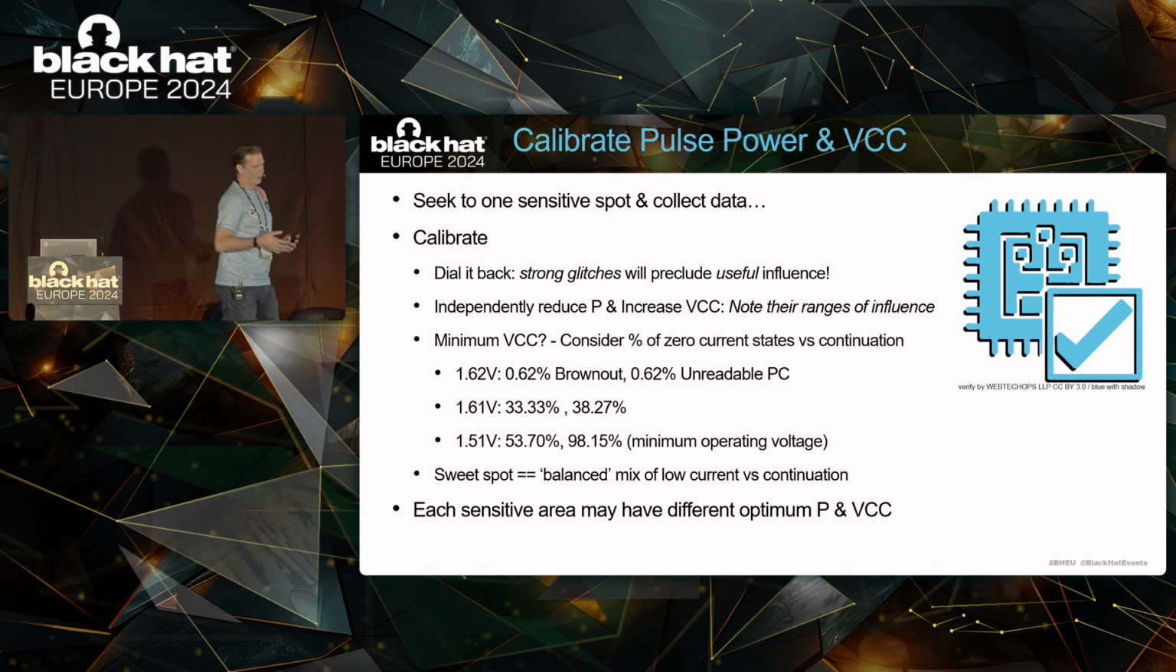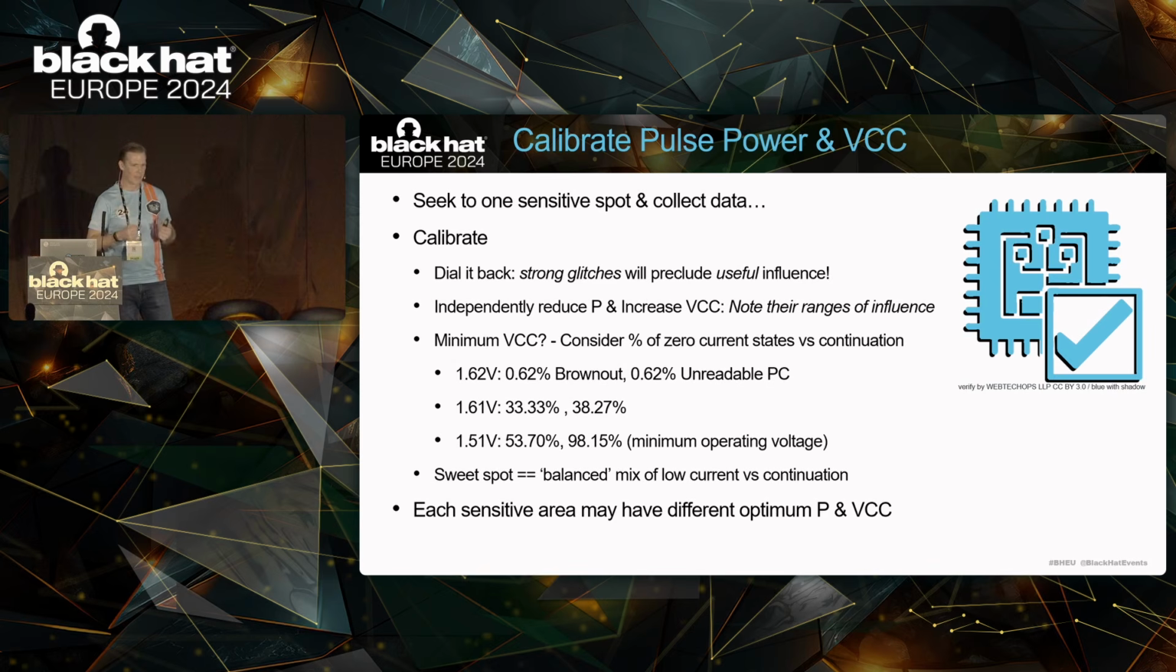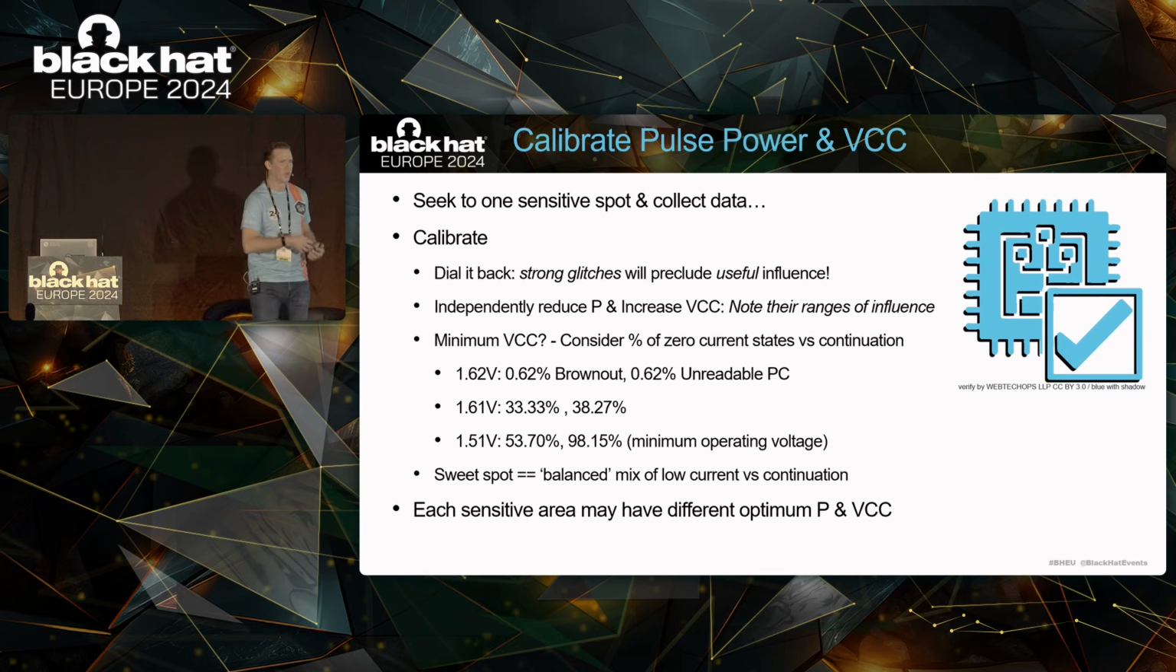So how do we further calibrate and move forward with our attack? In the initial phase, we're scanning, we're looking for any sensitive spot. And like I said, we're punching the chip really hard, we're causing it to crash. But if you cause the chip to crash, you're not going to get any continuation, so your glitch is not really going to be useful.